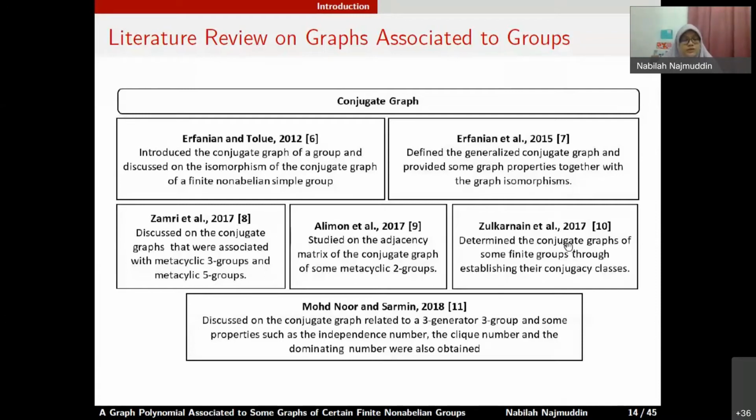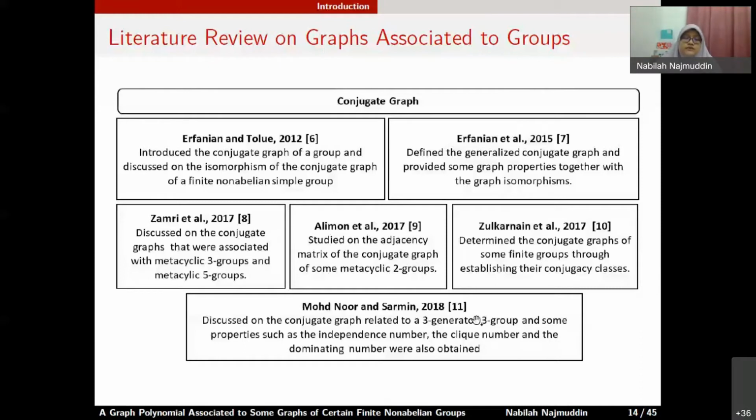In 2017, my friends discussed the conjugate graph associated to certain types of groups: metacyclic 3-groups, metacyclic 2-groups, and some other finite groups. Then in 2018, Muhammad Noor and Sarmin discussed the conjugate graph related to another type of groups, and they obtained graph invariants such as the independence number, the clique number, and the dominating number.